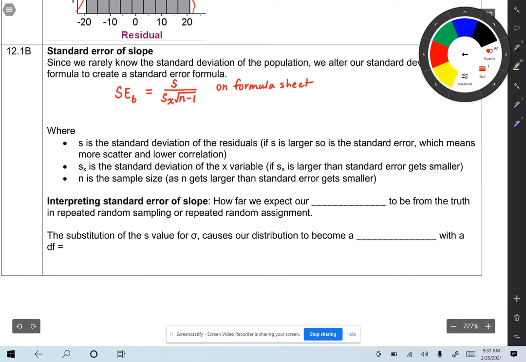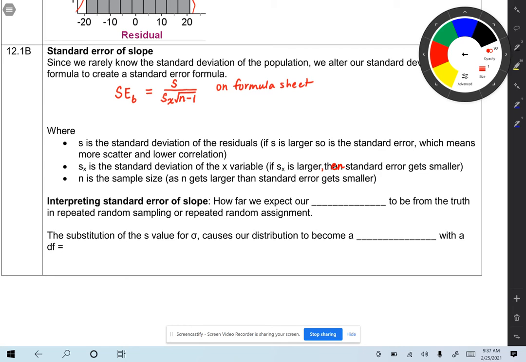S is the standard deviation of the residuals. If S is larger, so is the standard error, which means more scatter and lower correlation. Sx is the standard deviation of the x variable. If Sx is larger, then standard error gets smaller. N is the sample size. As n gets larger, then the standard error gets smaller.